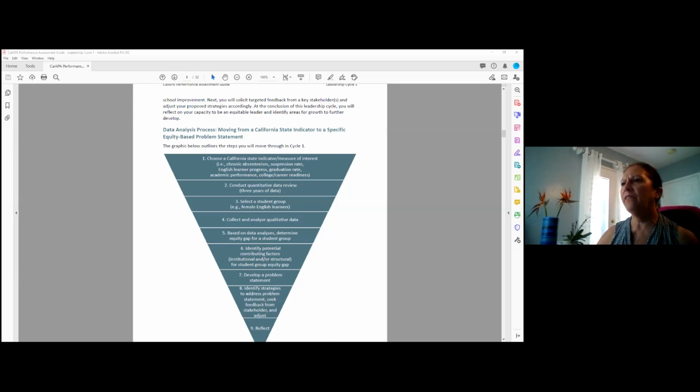They will identify a student group, and then they will identify and discuss potential contributing factors that might be leading to this equity gap for this one student group. They will develop a problem statement. Then they will identify strategies to address the problem statement, share that with stakeholders and get feedback, and then finally reflect on that process.